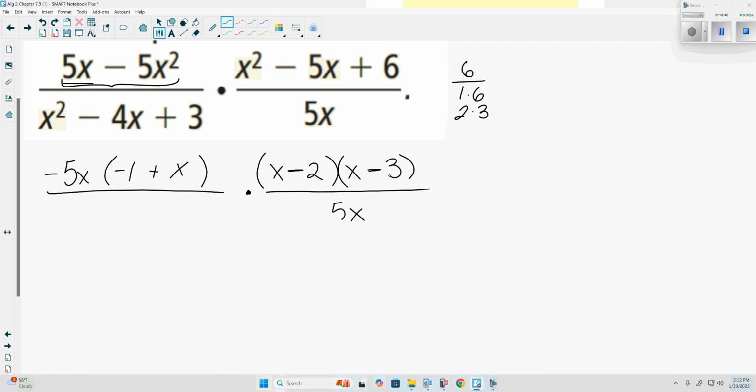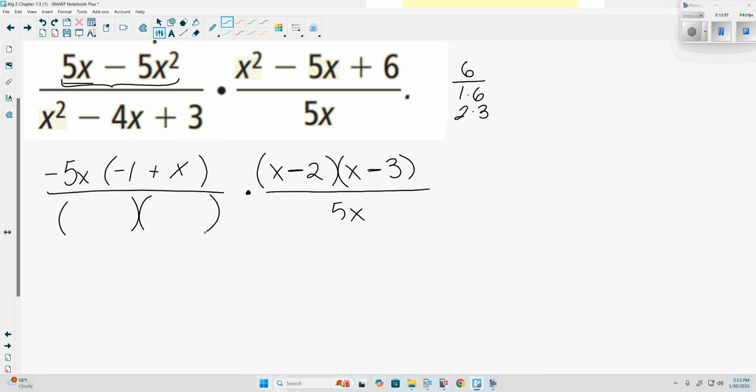Because x times negative 3 would be negative 3x. Negative 2 times x would be negative 2x. Negative 2 minus 3 is indeed negative 5. Next, x squared minus 4x plus 3.